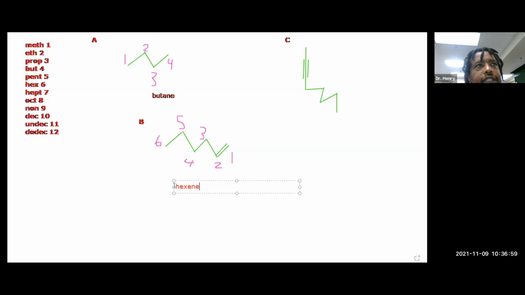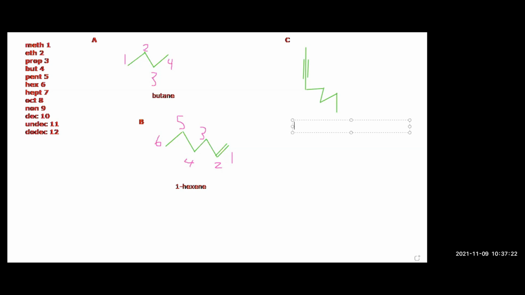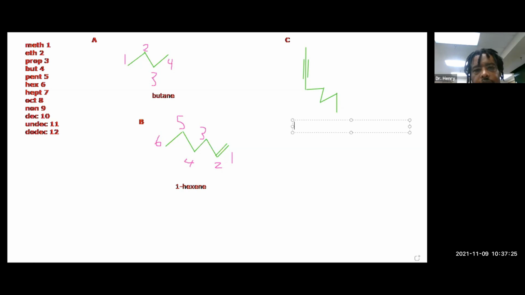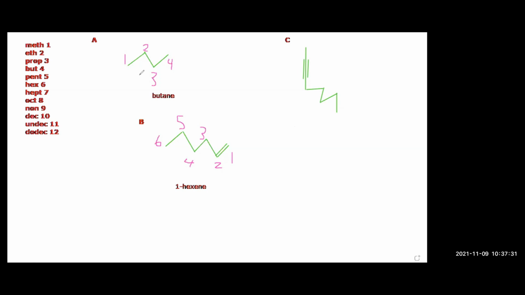Now where is the double bond located at? Where does it start at? At the one in between 1 and 2? That's right, so we would say 1-hexene. And then this guy here. So where are we going to start counting from? The top or the bottom? The bottom, I think.